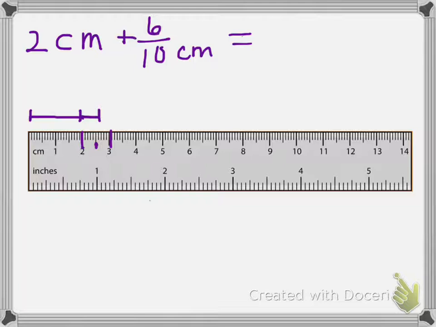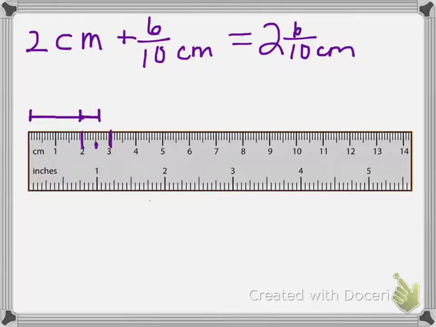What will that equal total? Well, remembering back to fractions, when I add a whole plus a fraction, I can just remove that addition sign. So it's going to be 2 and 6/10 centimeters. That's the total length of my line.